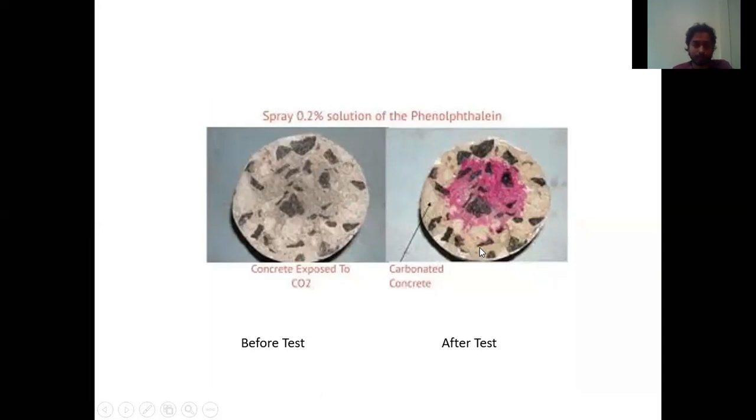So what we can conclude here is the carbonation depth, or we can say the carbon dioxide, has penetrated up to this level. Okay, at what level has it penetrated? Up to this level, and this level is still alkaline. At this portion which shows the pink color, the carbon dioxide has not penetrated up to here. The penetration is only up to here.